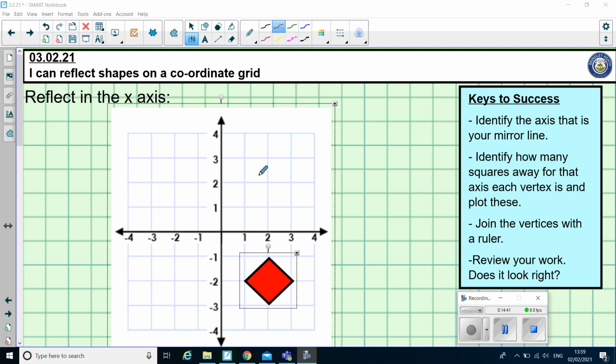Okay, we've got another one for you to have a go at yourselves now, year 6. So we've got another shape. If you want to pause the video now and have a go at reflecting that other shape.